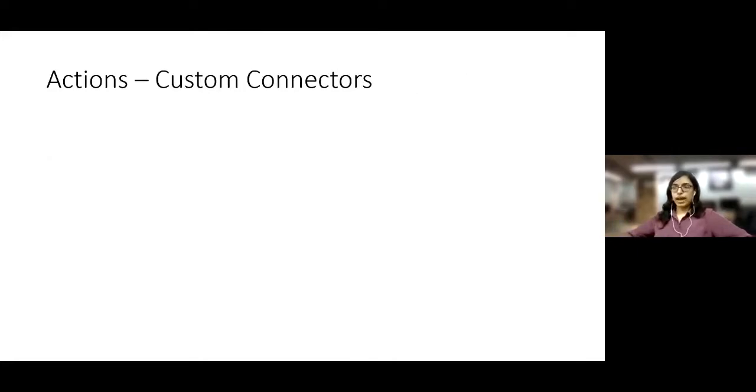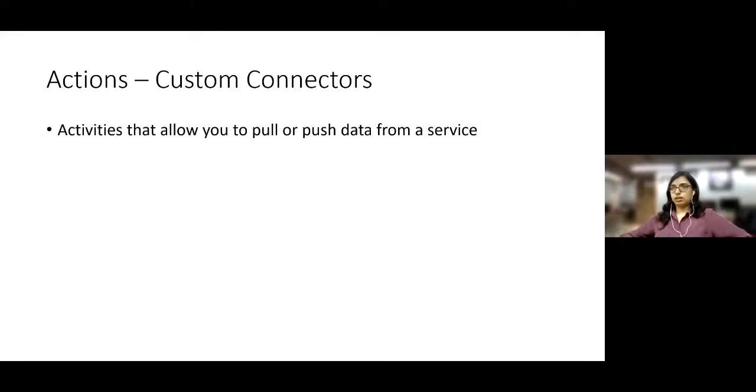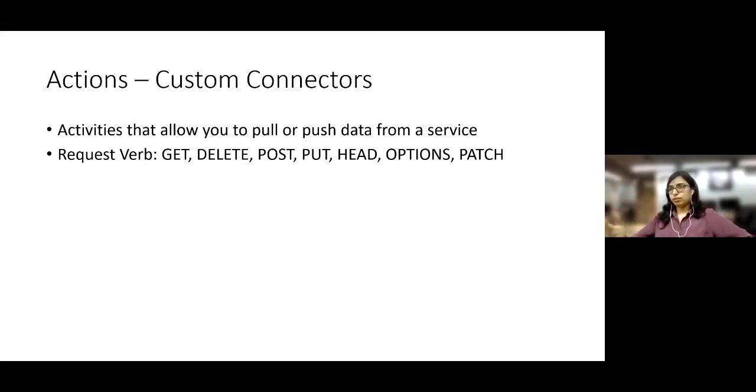Then we come to actions. What are actions in custom connectors? Actions are the activities that allow you to pull data from a service, which is an API, or push data to a service. The verbs that are available to configure the actions are get, delete, post, head, options, and batch. Then you need to specify an endpoint URL while you are configuring an action.